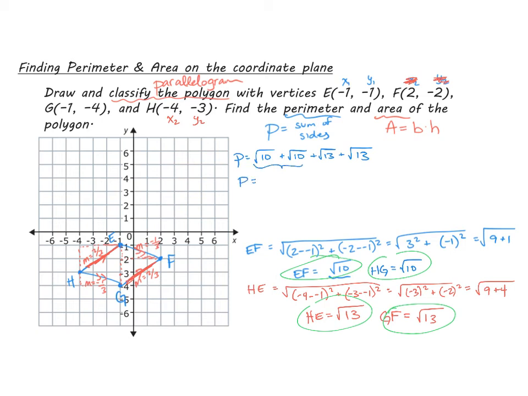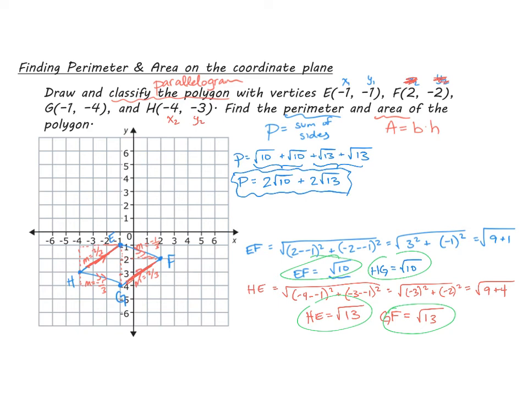Alrighty, square root of 10 plus the square root of 10 is like saying 2 times the square root of 10. And square root of 13 plus the square root of 13 is like saying 2 square roots of 13. And I really like this answer. Those are simplified radicals, and that's just fine.